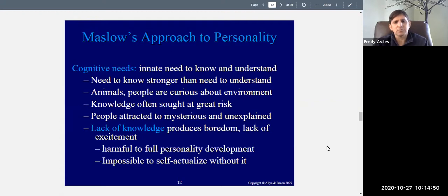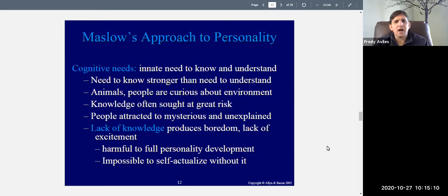But there's a reason why we're attracted to those things, because we have cognitive needs. We want to know, we want to understand. Lack of knowledge produces boredom, lack of excitement, right? When we don't have enough knowledge, when we're no longer curious, right? We're not seeking things, we get bored. We don't feel excited anymore. We're no longer learning.